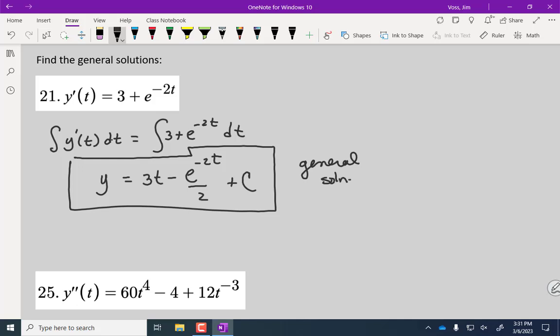It is called a general solution because of the c right here. So it's general. We don't know what the c is. There's an infinite number, a bunch of parallel functions that satisfy this differential equation. If they give us initial values, then we can resolve the constant and get a particular solution.